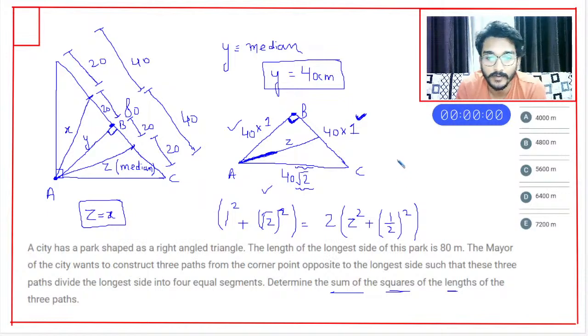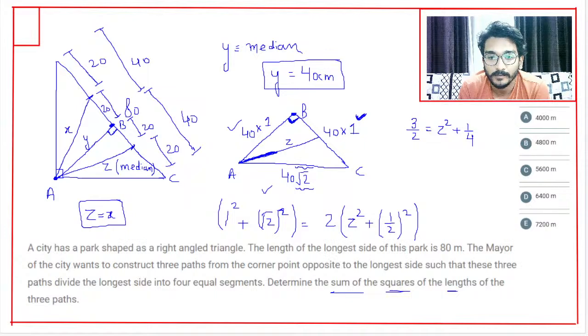So when I find this Z square value, how much is it? It is 2 plus 1, 3. 3 by 2 equals Z square plus 1 by 4. So I can say here Z square equals 5 by 4. So Z equals root 5 by 2. And I multiply by 40 at the end. Okay, 40 is the HCF. I am multiplying it now. So multiplied by 40, it is 20 root 5. So Z is 20 root 5, Y is 40, and X is 20 root 5.